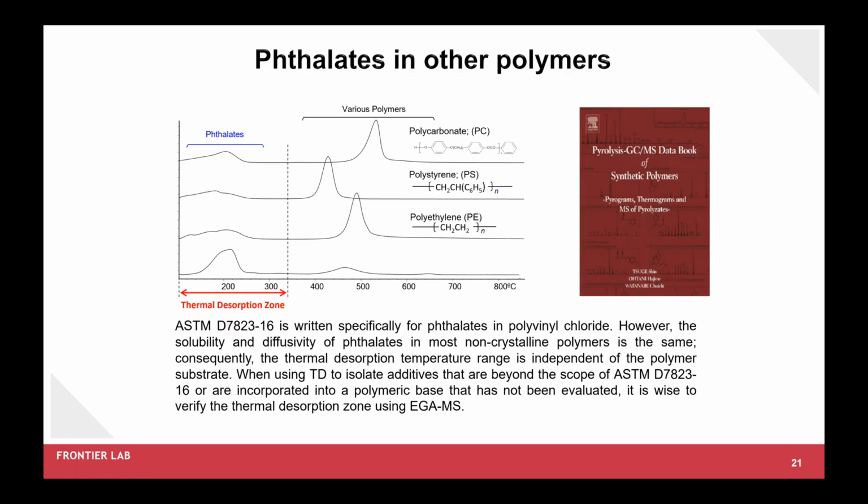ASTM D7823 is written specifically for phthalates in PVC. However, the solubility of phthalates in most non-crystalline polymers could be the same. As a result, the thermal desorption temperature range is independent of the polymer substrate. When using thermal desorption to isolate compounds beyond the scope of this ASTM D7823, or if they are incorporated into a polymeric base that has not been evaluated, it is recommended to verify the optimal thermal desorption zone using your EGA-MS first.